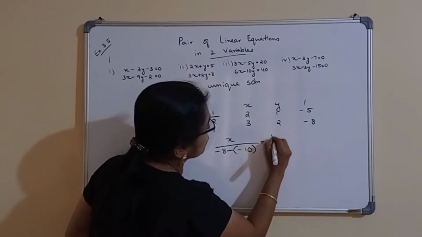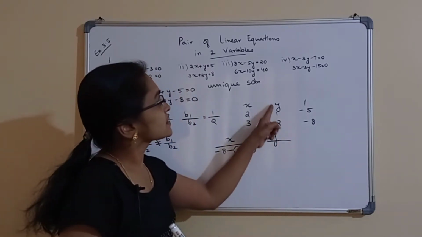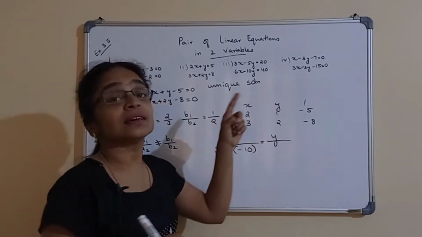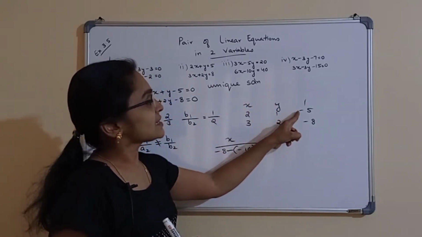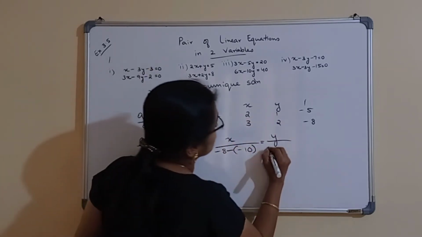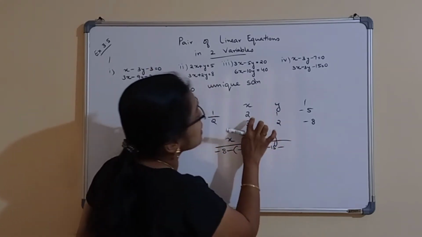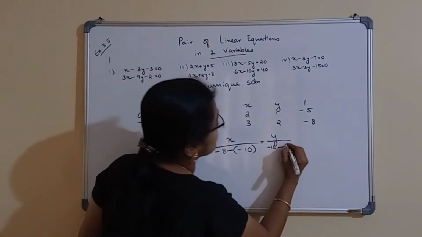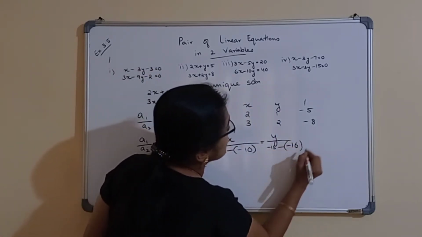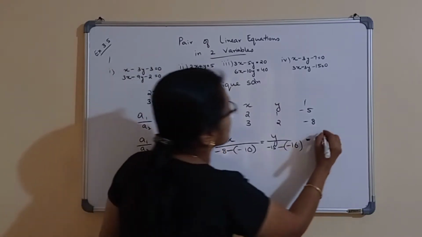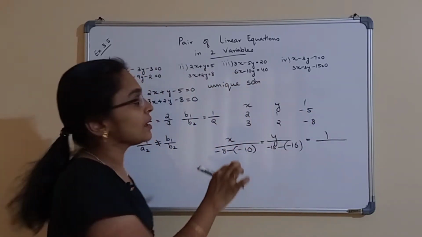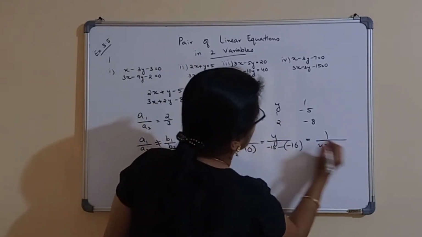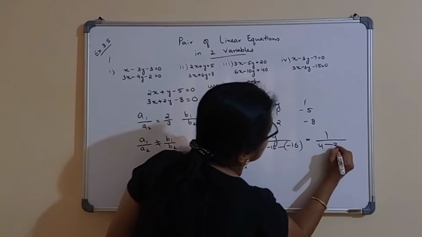It is equal to y by. When you take this y, don't take this column and multiply in the reverse order. That is, minus 5 into 3 is minus 15. Then minus 2 into minus 8 is minus 16, so minus 16, which is equal to 1 by, don't take this column and multiply this. 2 into 2 is 4 minus 1 into 3 is 3.